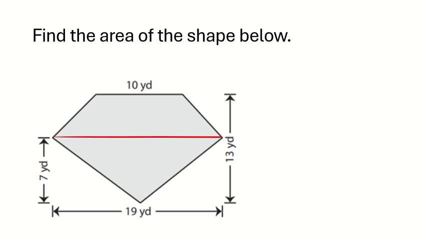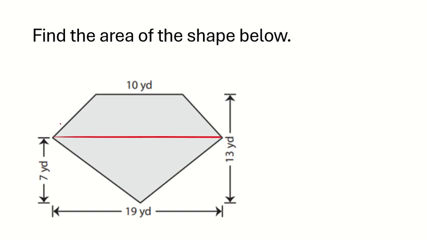Now, as you can see, I went ahead and divided the composite figure into two separate shapes. On the top, we have a trapezoid, and on the bottom, we have a triangle. Why? Because if I find the area of each of those individual shapes and add them up, I'll have the area of the whole shape. So let's go ahead and do the triangle.